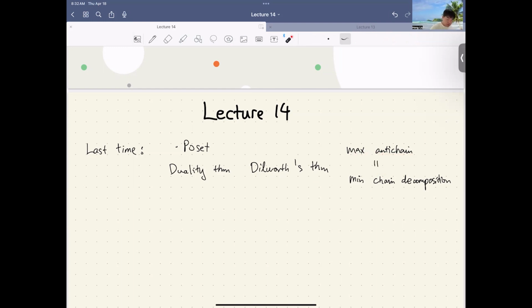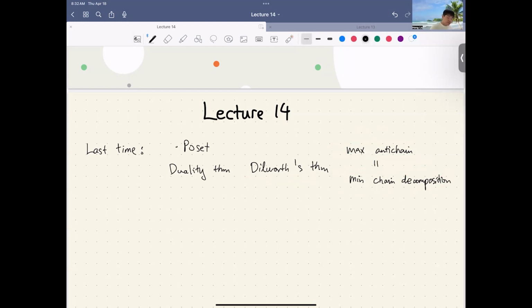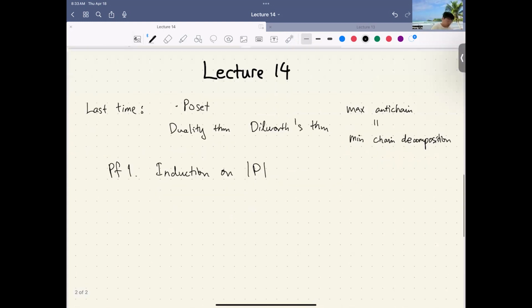So the importance of the Dilworth theorem is that we have this duality phenomenon. The maximum of the upper parts actually equals the minimum of the lower parts. We proved it using induction on the number of points on the ground set P. Last time we had proof 1, which is induction on the size of the ground set P. So if you have a poset P, here I will leave it as an exercise for you to prove.